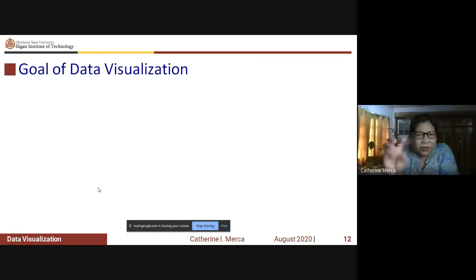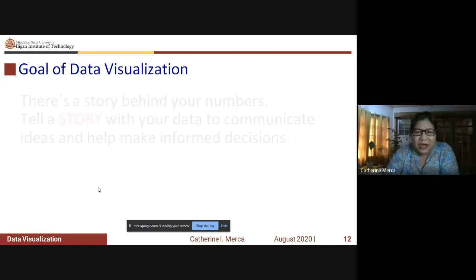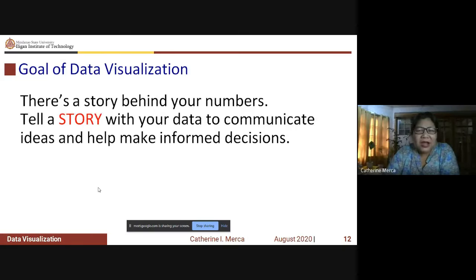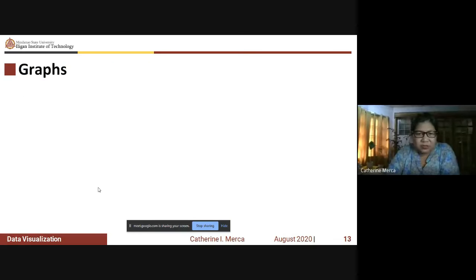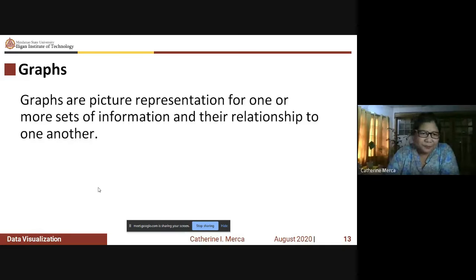Because you have to explain what happens to the data. And how do you do that? When you visualize the data, then you'll be able to see the result clearly. Okay? So there's a story behind your numbers. Tell a story with your data to communicate ideas and help make informed decisions. So it is only when you have data that is visualized that you are able to make informed decisions. So what are the types of visualization? We use graphs. Graphs are picture representations for one or more sets of information and their relationship to one another.